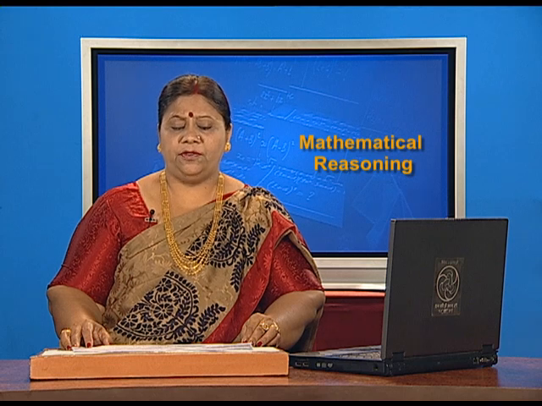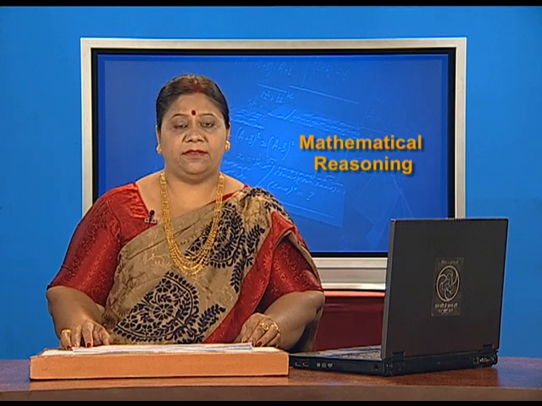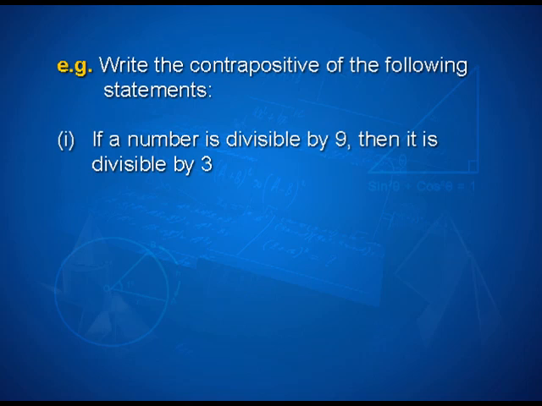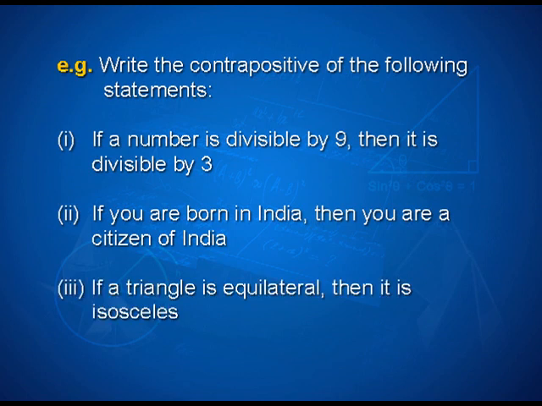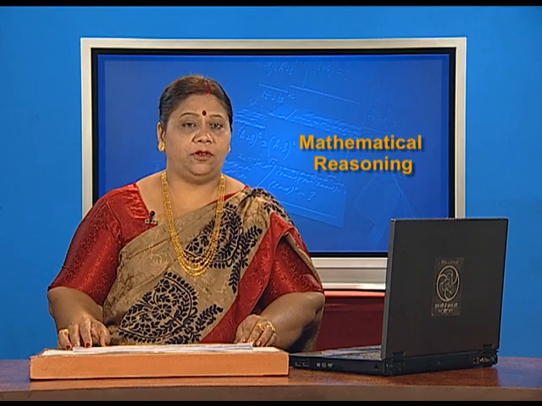Write the contrapositive of the following statements. First, if a number is divisible by 9, then it is divisible by 3. Second, if you are born in India, then you are a citizen of India. Third, if a triangle is equilateral, then it is isosceles. Let us look into the solution.